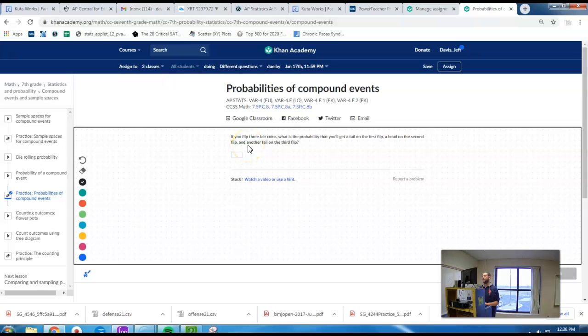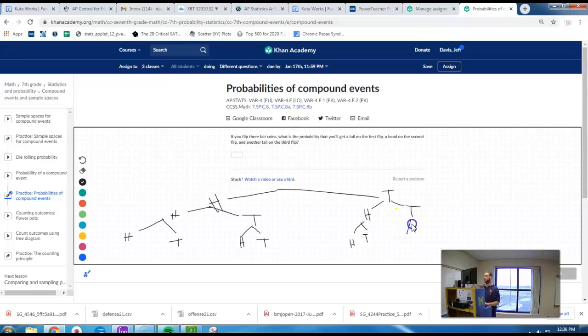3 fair coins. What's the probability you get tail, and then head, and then tail? Well, the reality is all the combinations are equally likely. Let's kind of draw it out and show them. So the first H or T is the first flip. This level right here represents the second flip. And then down here is the third flip. And those are all equally likely because it's all fair coins.